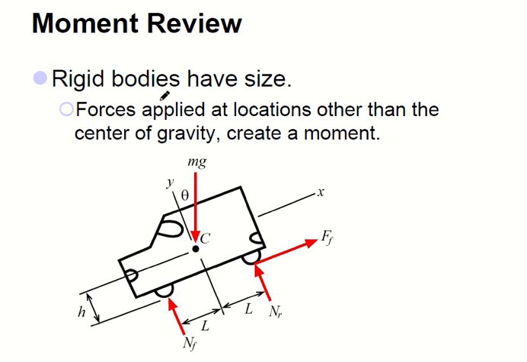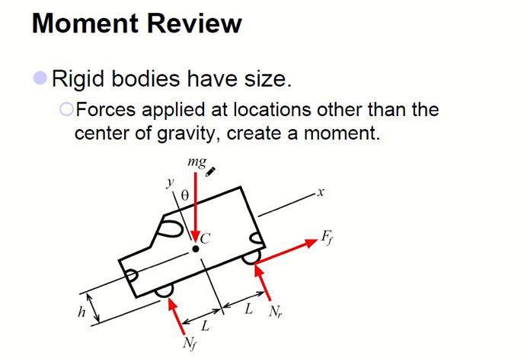Every time we analyze rigid bodies, they have size of some sort. So here is our rigid body, and it's a car, and it is composed of some parts in there. And then of course this is a free body diagram. So your force diagram is going to show you all the forces acting on that.